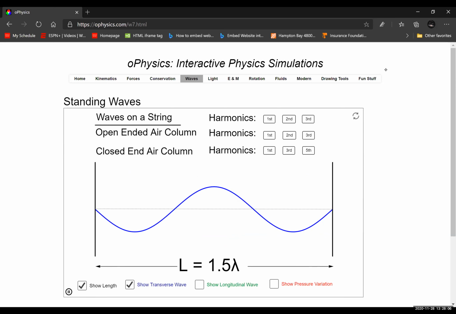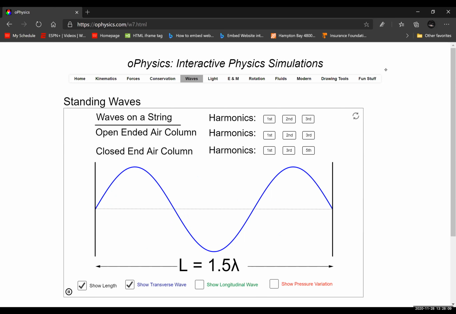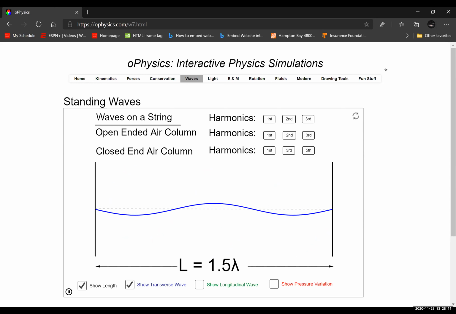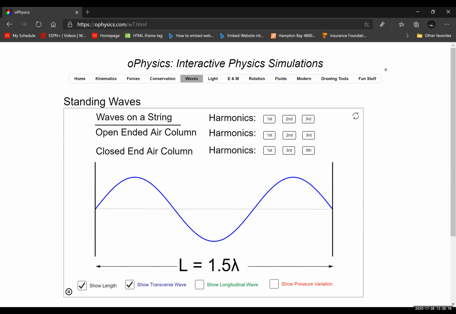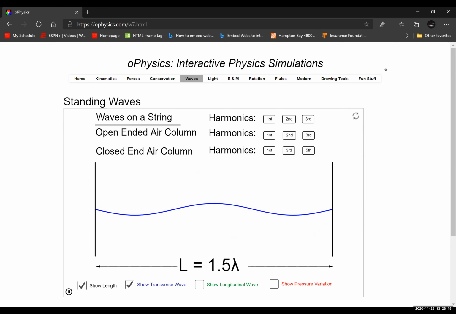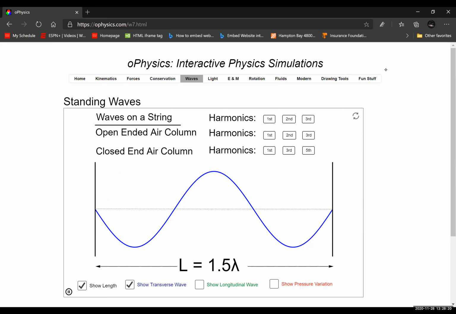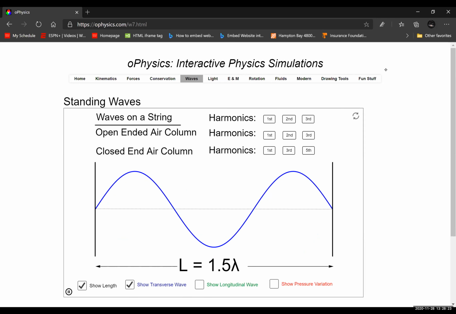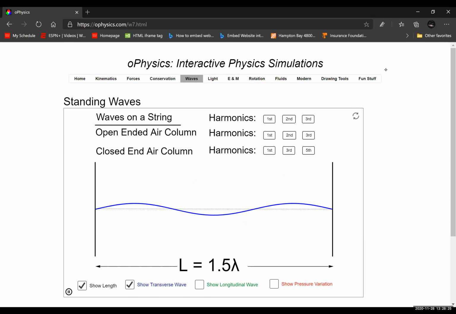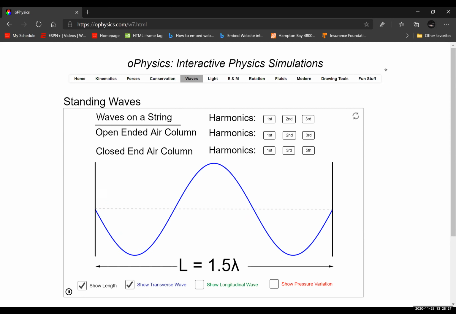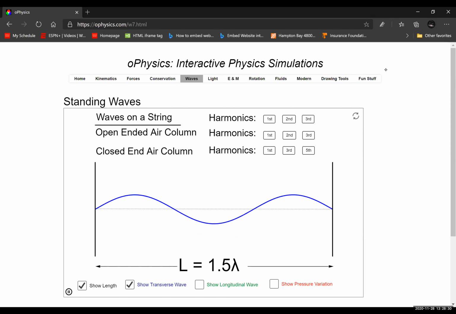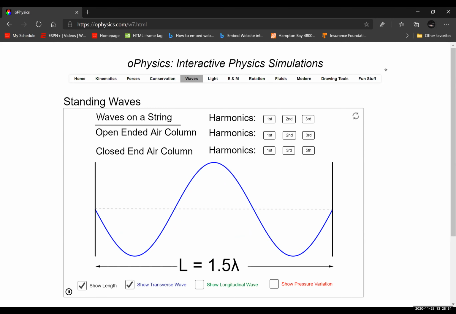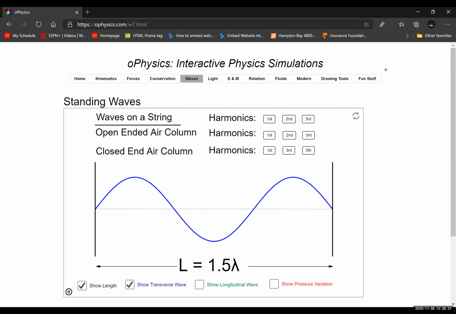But again, you can assume that it goes back and forth very fast. The simulation unfortunately doesn't allow us to do that, but more or less, think like this. It moves back and forth and gives you that shape. And you have now n equals 3. So L equals 3 halves lambda, or 1.5 times lambda. You can just continue increasing the harmonics. Every time you increase the harmonic, the frequency increases as an integer multiple of the fundamental frequency, and the wavelength decreases.